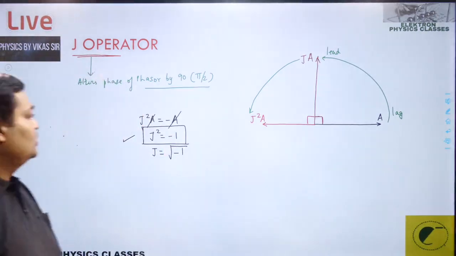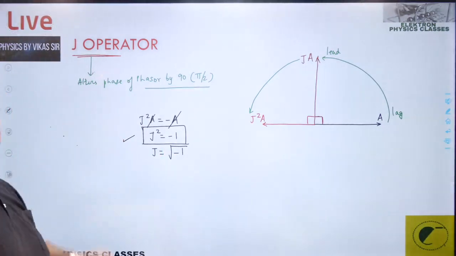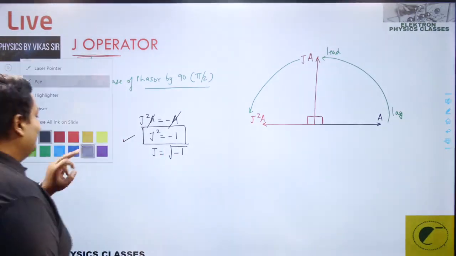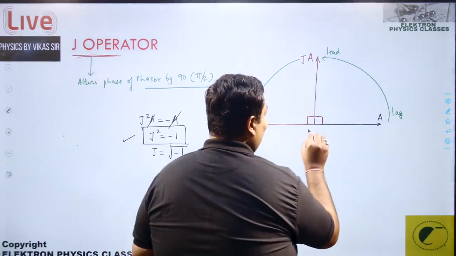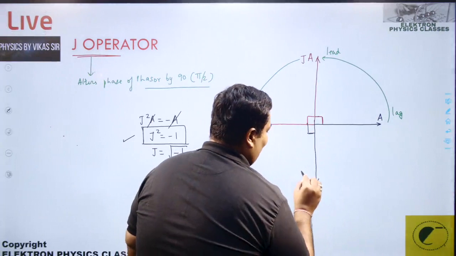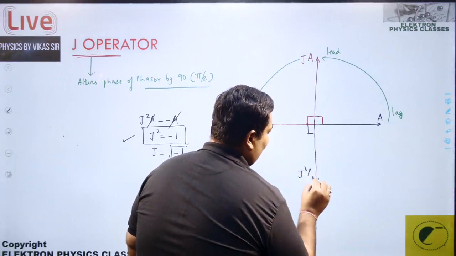Now we once again do this operator. Now it's getting fun, sir, we will do it again. So we do it again by 90. This time it comes here and it becomes J times of this. So that becomes J cube A.